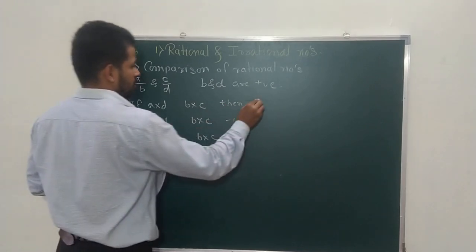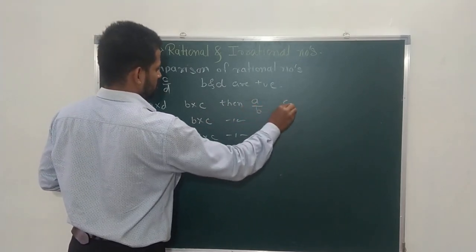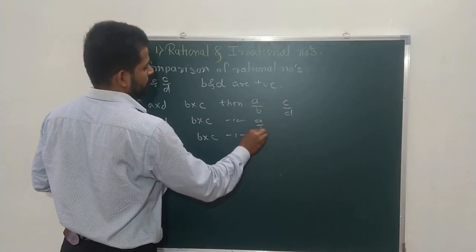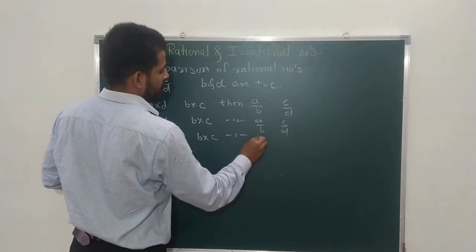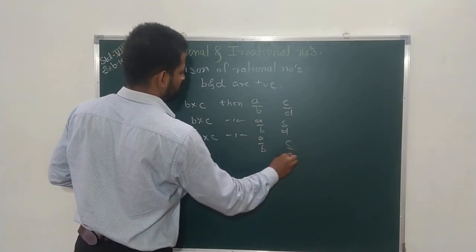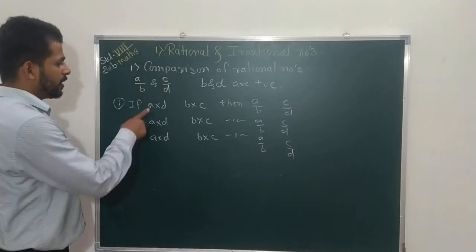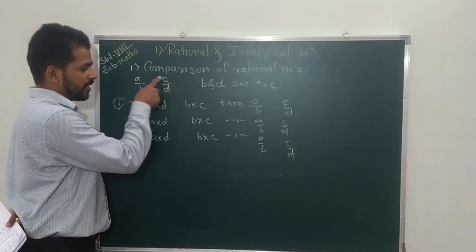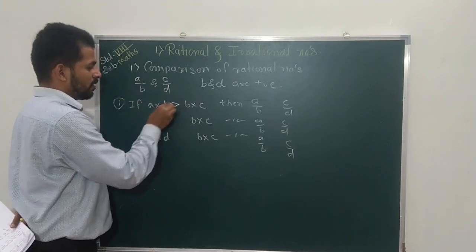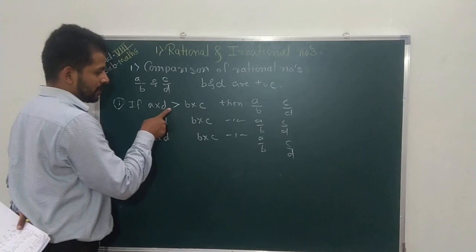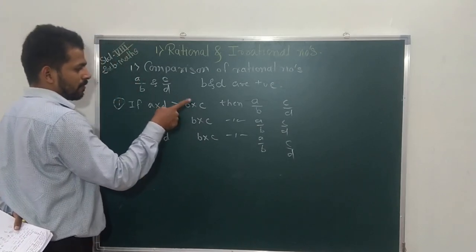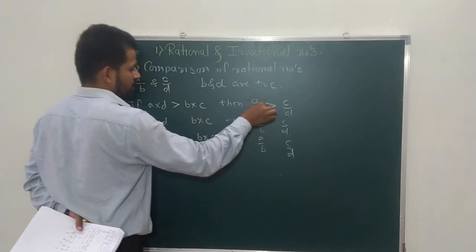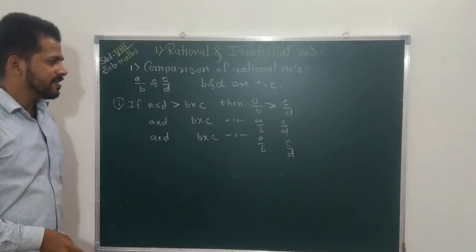Then A upon B, C upon D. Let's see. If A multiplied by D, meaning cross multiplication of A and D, and B and C, is greater than B multiplied by C, then automatically A upon B is greater than C upon D.